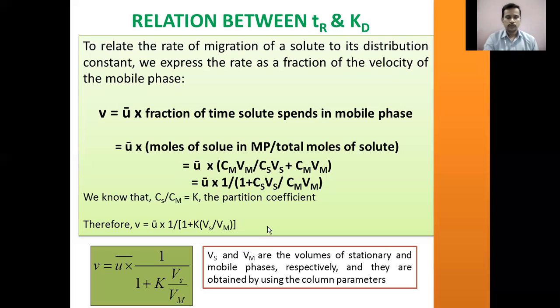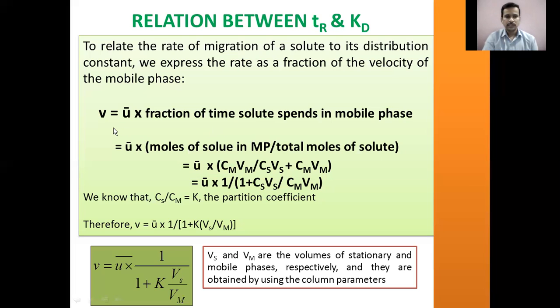So, if you assume, as we know, V is the linear velocity of the solute which is moving through the chromatographic column, that is denoted by the equation V is equal to L by Tr, where L is the distance traveled by the solute, or the length of the column we take in the chromatographic separation process, and Tr is the time taken by the solute, or the retention time of the solute, to reach the detector after the introduction of the sample to the chromatographic column.